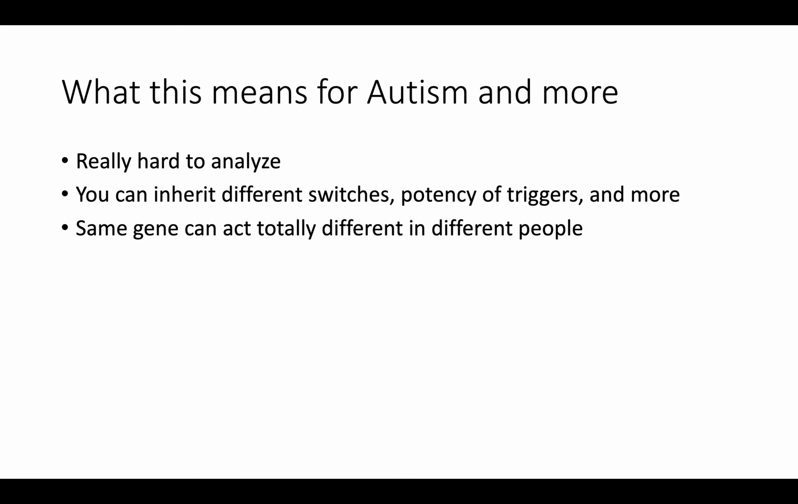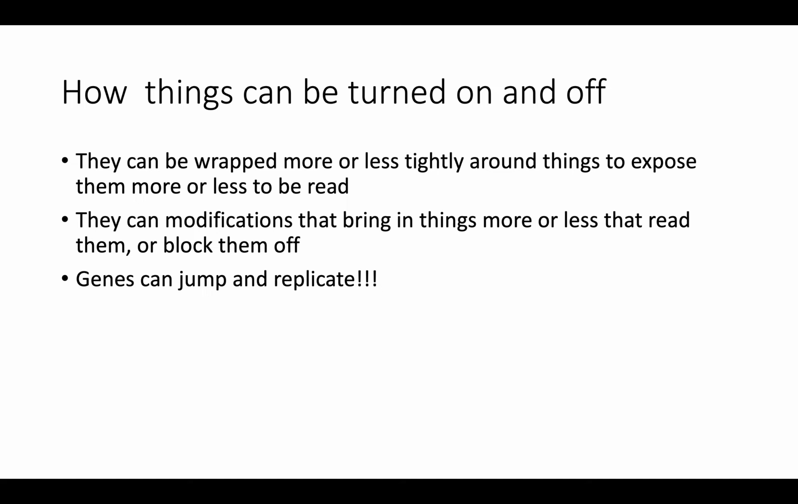Now, you can also inherit different switches from people. So my switches might not be the same as your switches. You can have different sensitivity to switches. You can have different things that turn the switches on and off, the triggers. So you might have a trigger that's protein stuff that triggers switches more or less easily than mine. And you can inherit all of this more or less, which makes this whole thing super complicated.